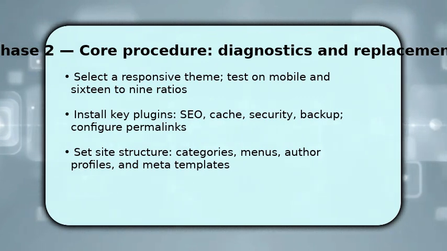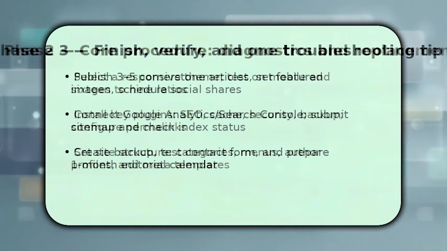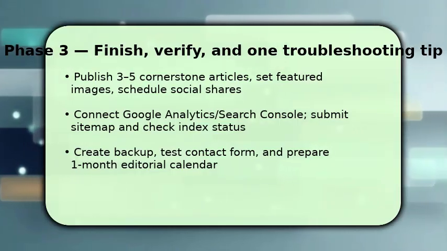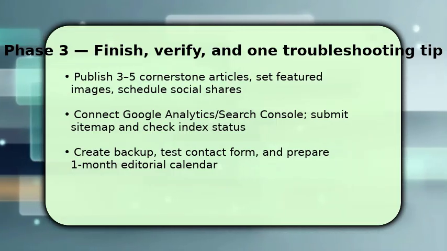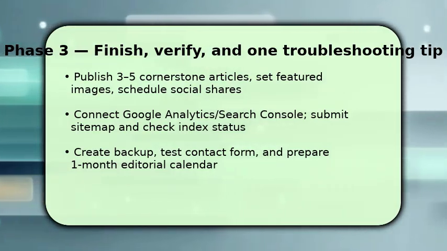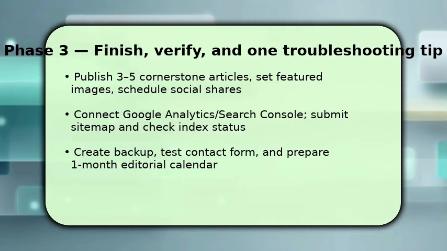Finish by preparing launch content and checks. Write and publish 3 to 5 cornerstone posts, attach featured images, and schedule initial social shares. Then connect Google Analytics and Search Console, submit your sitemap, and confirm pages are indexed. This drives initial discoverability. Once live, set up automated backups and test the contact form.